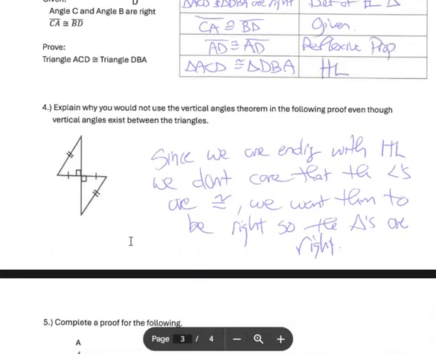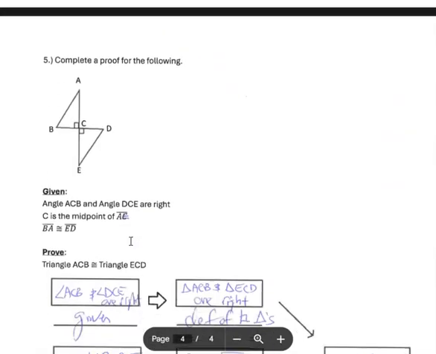Explain why you would not use vertical angles theorem in the following proof. Well, if you said vertical angles theorem, then that is saying an angle is congruent to an angle, and then you are using ASS or SSA, which you're not allowed to. Instead of using those as vertical angles, you're using them as right angles. And if they're right angles, on here we have a leg and the hypotenuse and the hypotenuse. So this is going to be HL. So instead of looking at those as vertical angles being congruent, we care about them being right angles, so the triangles are right, so that we can finish with HL.